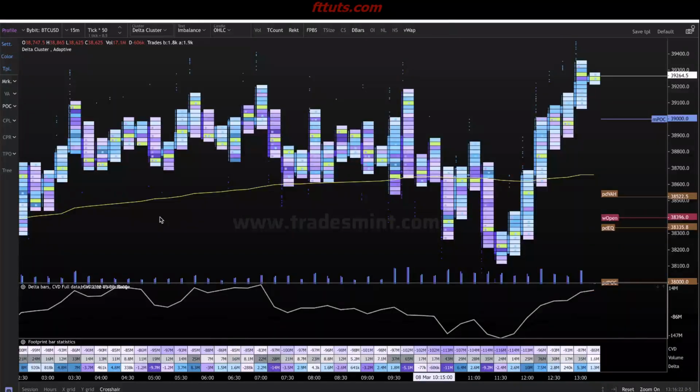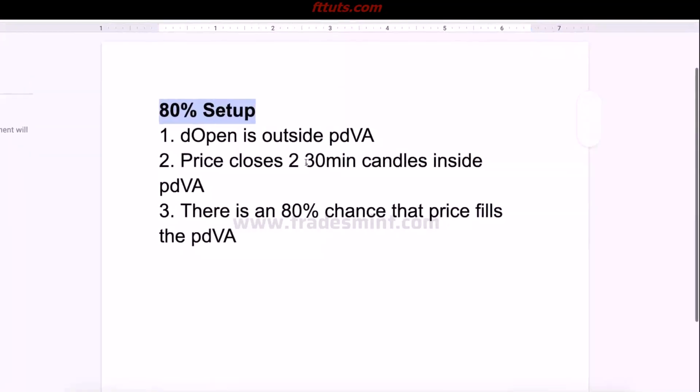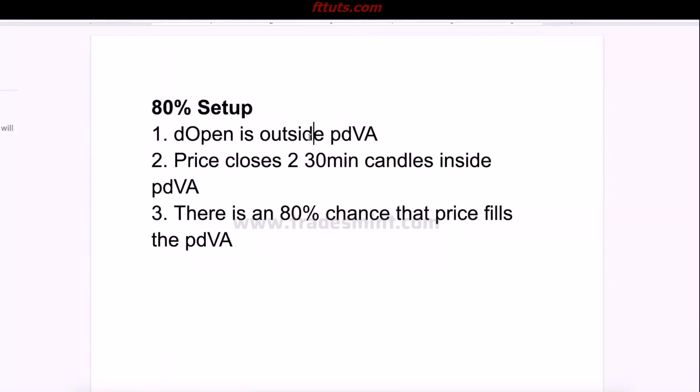All right, y'all. So today we are going to be talking about the 80% setup. What is the 80% setup? Well, in short, guys, the 80% setup is this, and I'm going to tell you exactly what it is. It's not too complicated. And then we're going to break it down step by step.